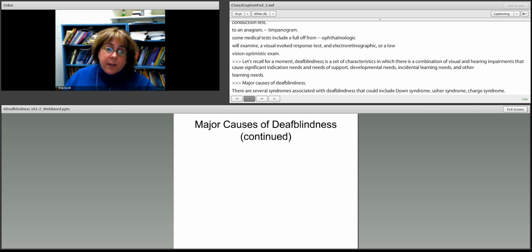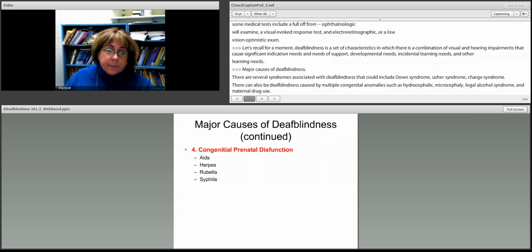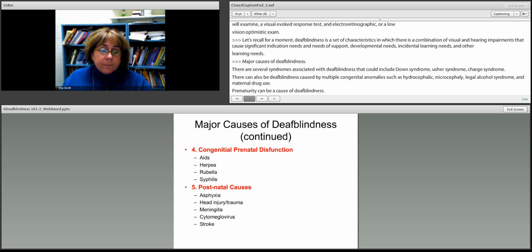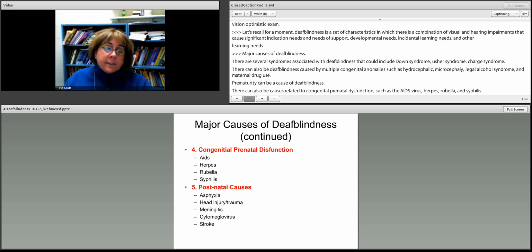Prematurity can be a cause of deaf-blindness. There can also be causes related to congenital prenatal dysfunction, such as the AIDS virus, herpes, rubella, and syphilis. There can also be postnatal causes of deaf-blindness, including asphyxia, head injury or traumatic brain injury, meningitis, cytomegalovirus, also known as CMV, or stroke.